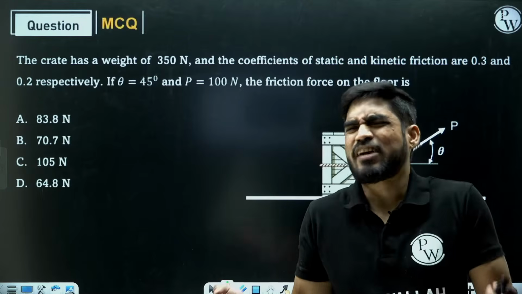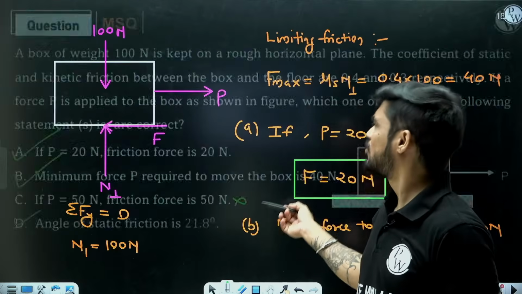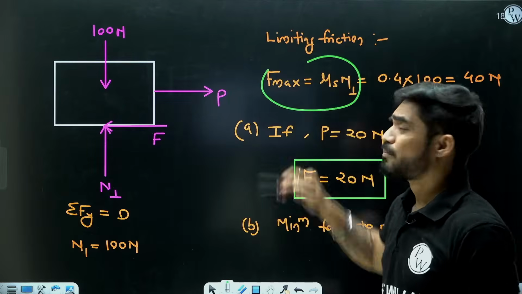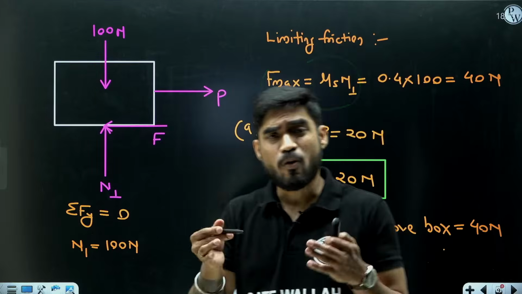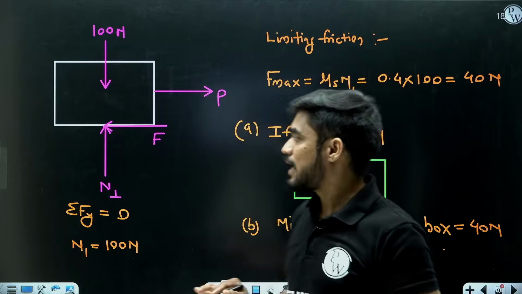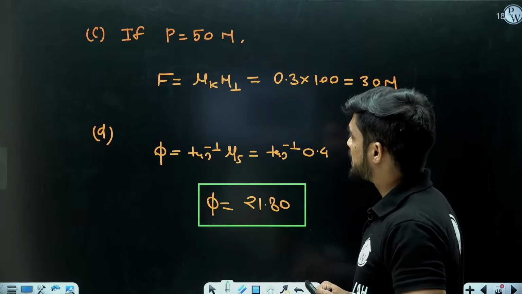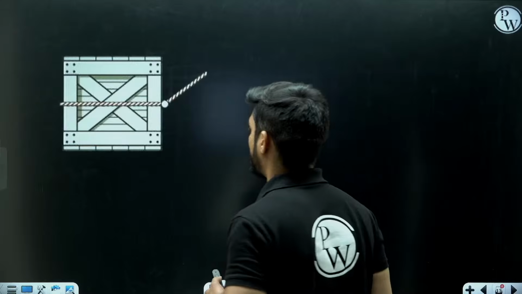Why do we need to find limiting friction, sir? In the last question also you did the same. Why are you calculating this first? Because we need to know whether the box is moving or not moving, right? And that will depend upon this value. Okay, so let's find out the limiting friction here.